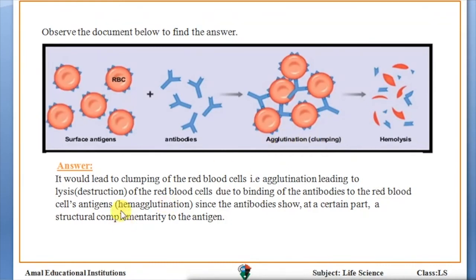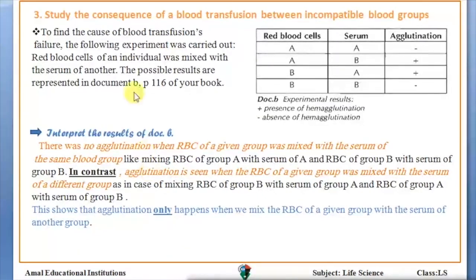This agglutination, also referred to as hemagglutination, is going to lead to lysis or destruction of the red blood cells, which is also called hemolysis. Next, we're going to study the consequence of a blood transfusion between incompatible blood groups.